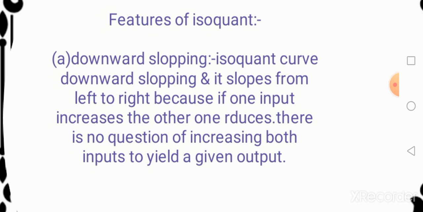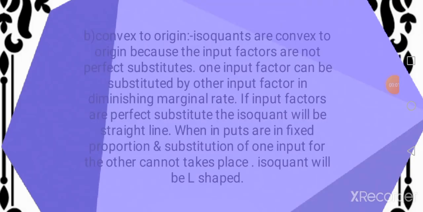So this is one of the features of an isoquant. The second feature of the isoquant curve is that it is convex to the origin. Isoquants are convex to the origin because the input factors are not perfect substitutes. One input factor can be substituted by another input factor at a diminishing marginal rate.